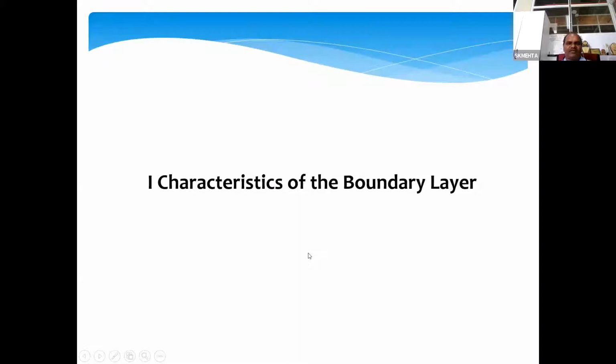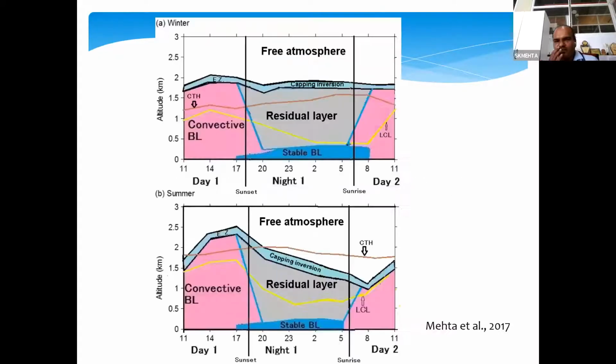Now once we have the profile in hand, we can study first the interesting thing, the atmospheric boundary layer. You might have seen the importance of the atmospheric boundary layer; I may not go into that one. I will just come to some of the observations.